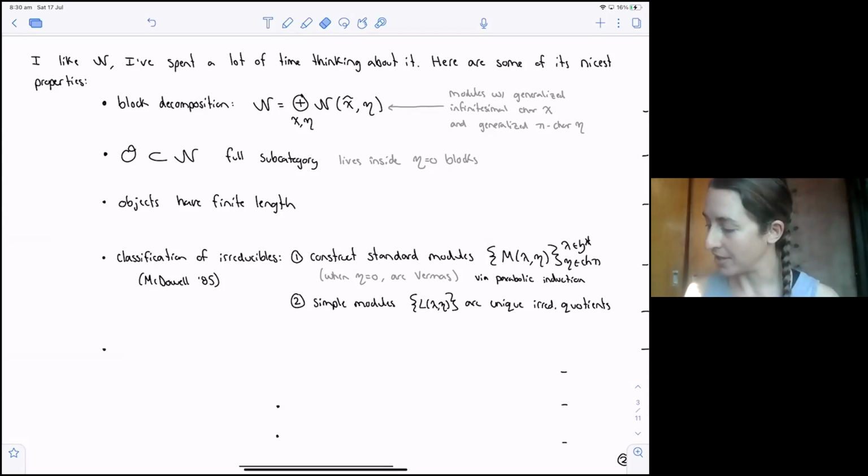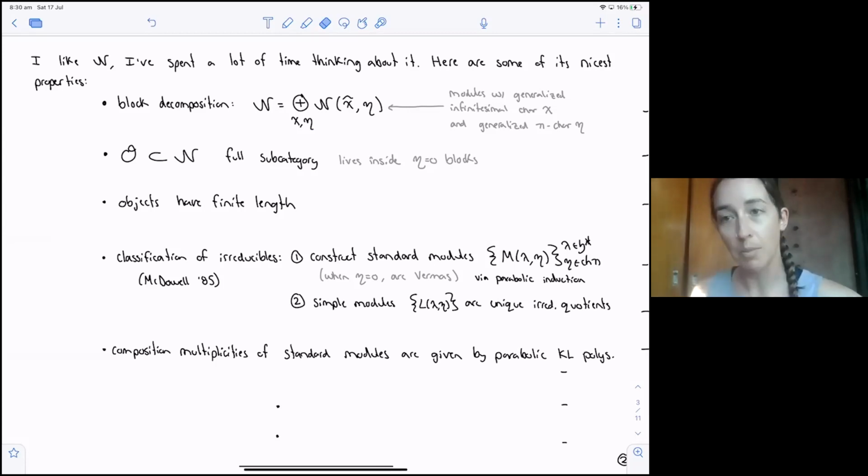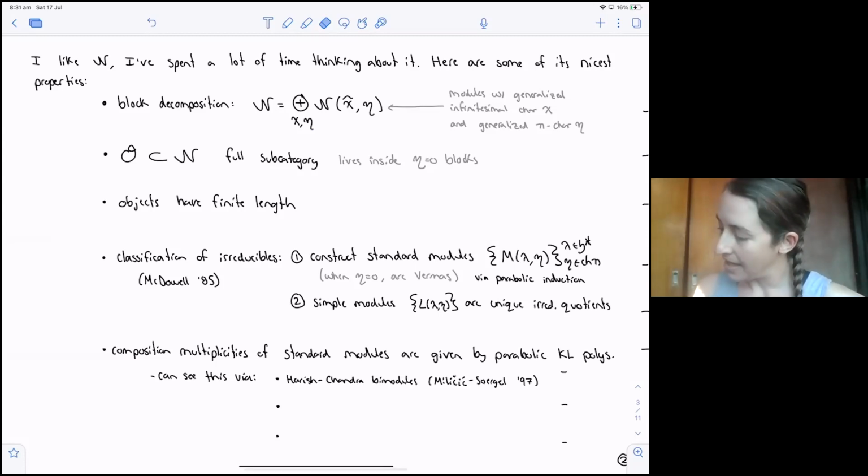So the natural question to ask next is about composition multiplicities. So how many times does a given simple object show up in the composition series of a given standard object? And this is answered in a nice way by Kazhdan-Lusztig polynomials. So the answer to this question is that we can construct an anti-spherical parabolic Kazhdan-Lusztig polynomial that exactly describes the multiplicity of a given simple in a given standard. And the way that this can be seen, well, there are a few ways that we can see this.